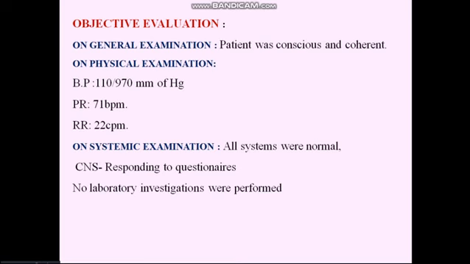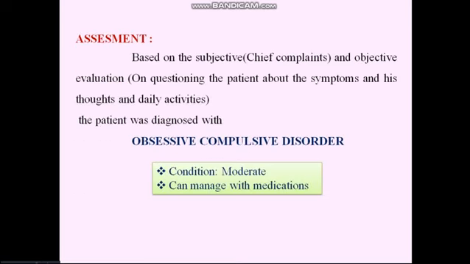Next, followed by direct point, that is assessment, based on the subjective data, that is chief complaints, and objective evaluation. Here in this case, the objective evaluation is by asking them questionnaires about the symptoms and his daily activities. So the patient was diagnosed with the condition. After completing writing this assessment, we have to make a tabular column indicating whether the condition is mild or moderate or severe, and whether it can be manageable with medications or we have to go with the surgery plan.